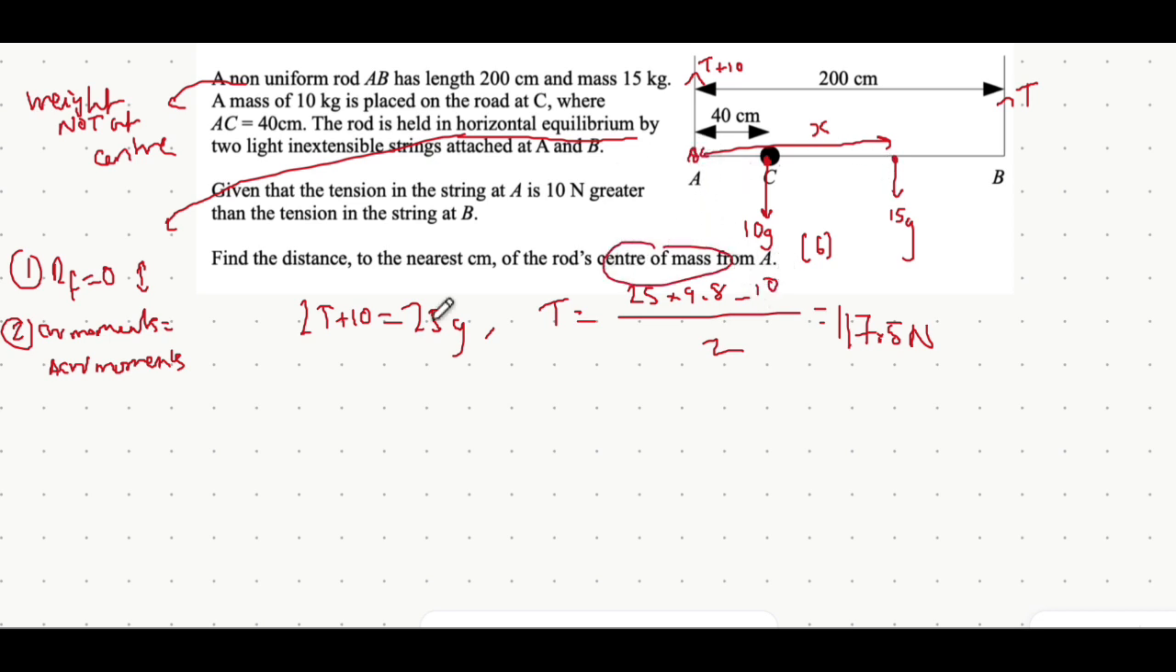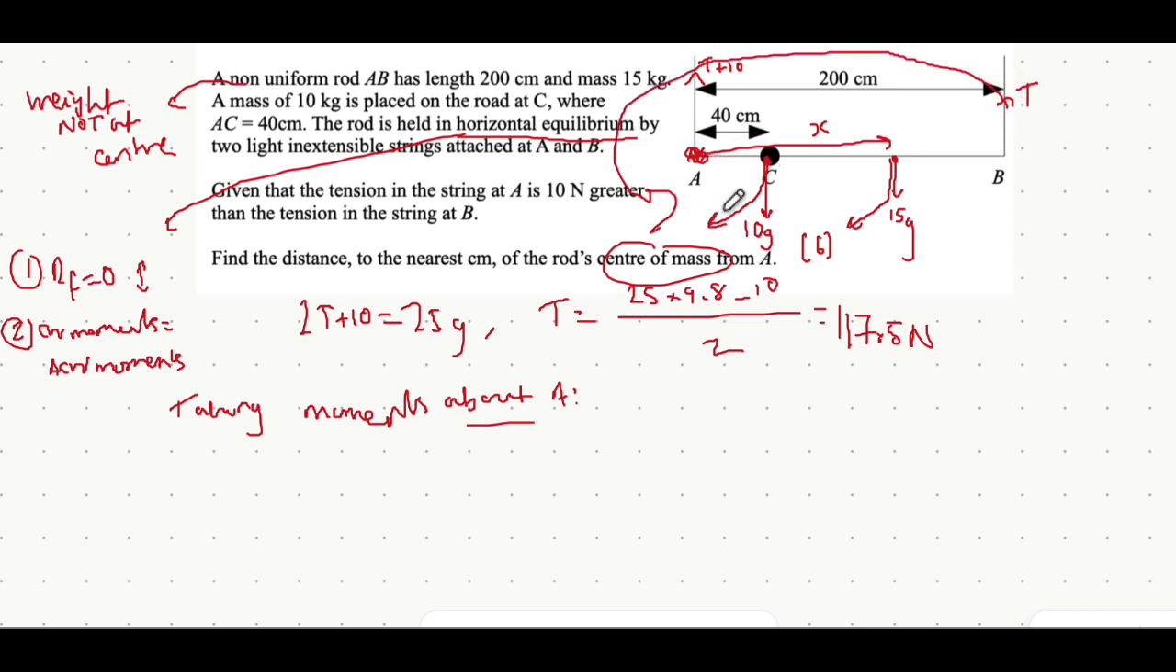Let's take moments about A. We don't have to take it about A, but it just makes it easier because then we can call that distance x. Now, moments is force, or the value of the force, times the distance of the force from the pivot. About A means we're choosing A as our pivot. So this force here would create a clockwise moment. This force would create a clockwise moment about this pivot. And this force would create an anti-clockwise moment, if that makes sense.